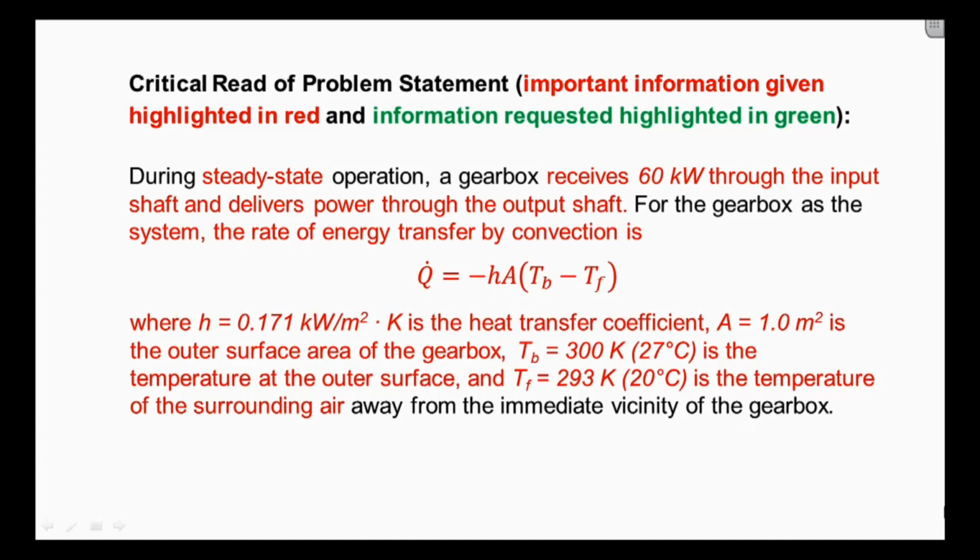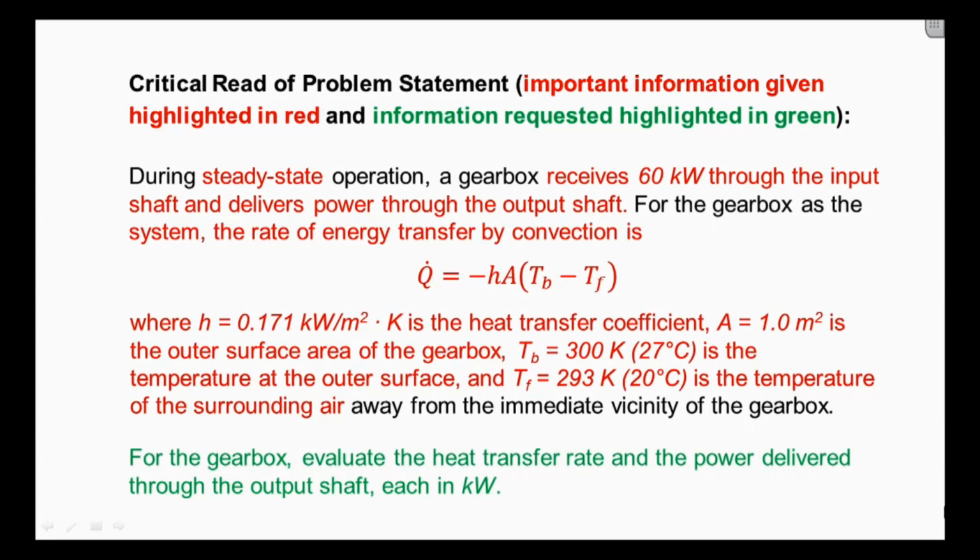For the gearbox as a system, the rate of energy transfer by convection is given by Q dot is equal to HA times TB minus TF, where the value of H, 0.171 kilowatt per meter square Kelvin, is the heat transfer coefficient, A equal 1 square meter is the outer surface area of the gearbox, TB is equal to 300 Kelvin is the temperature of the outer surface, and TF equal 293 Kelvin is the temperature of the surrounding air away from the gearbox.